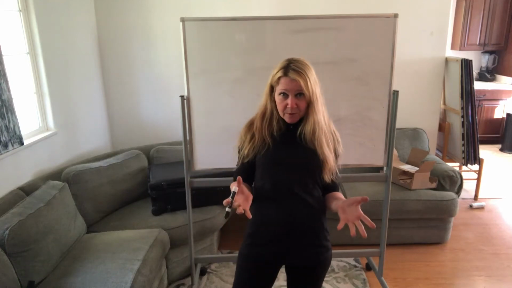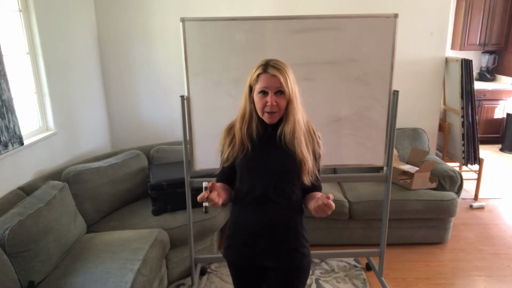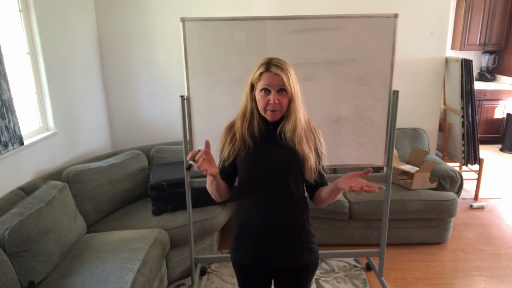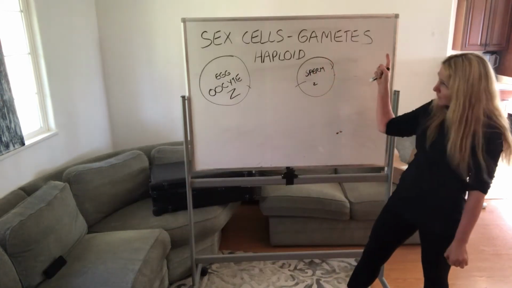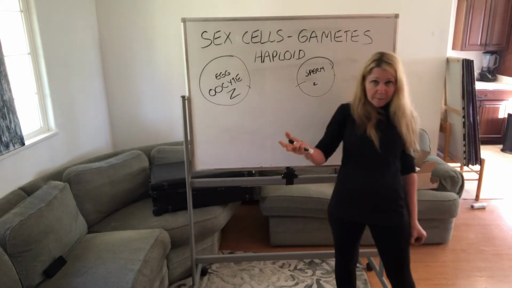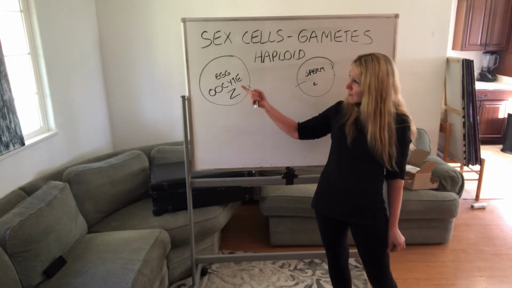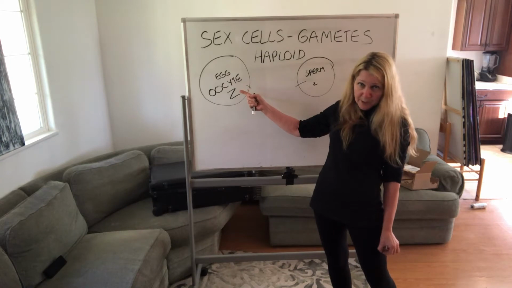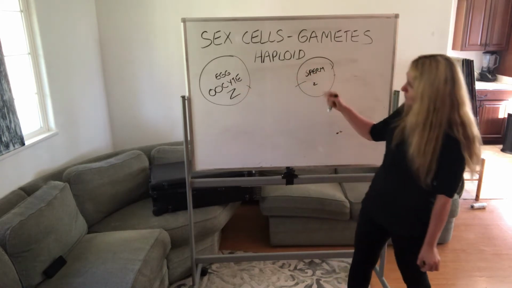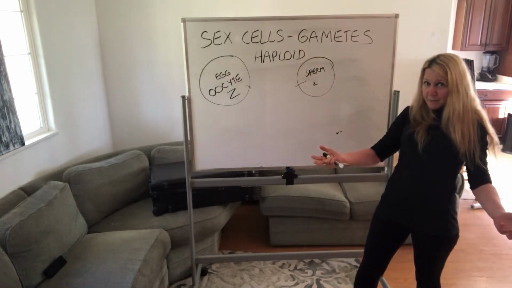Sex cells. And sex cells are eggs and sperm. So remember, the egg cell is the female cell, and the sperm is the male cell. These are also called gametes. So eggs and sperm are gametes. So egg is also called an oocyte. Sperm, sometimes we call it spermatocyte.